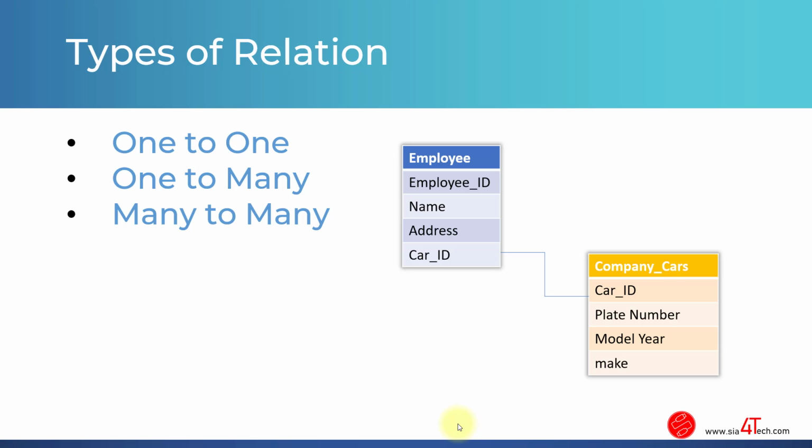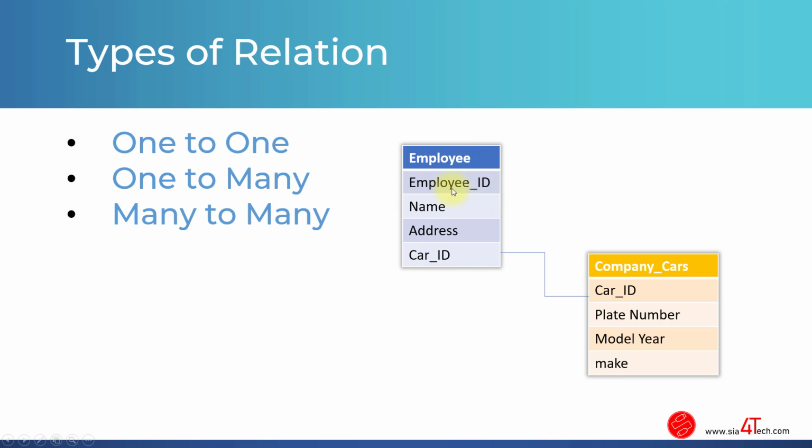The one-to-one relationship is not very common, but it can be useful in some cases. For example, if you have an employee table and each employee is allowed to drive only one company car, in this case, we need a one-to-one relationship. So the car ID will be repeated one time inside the employee table.